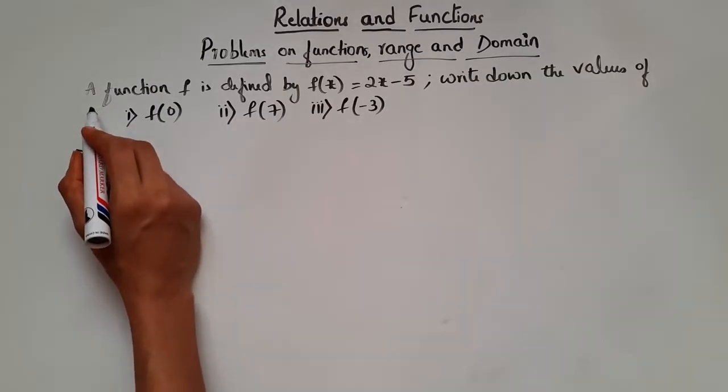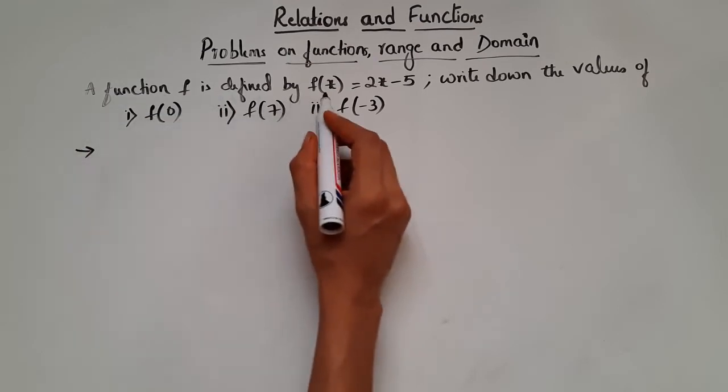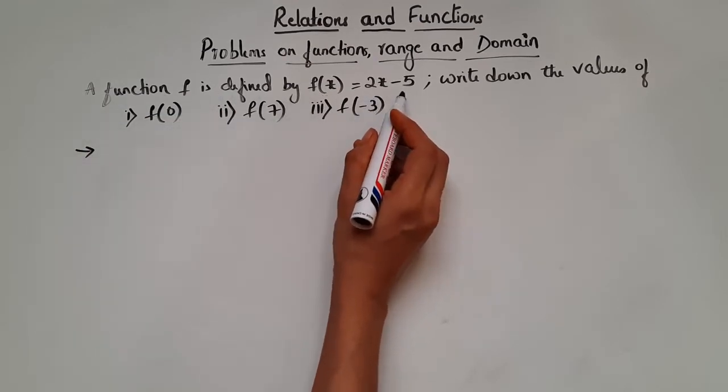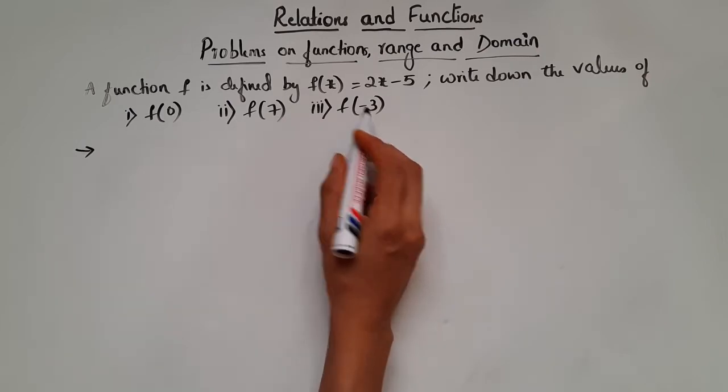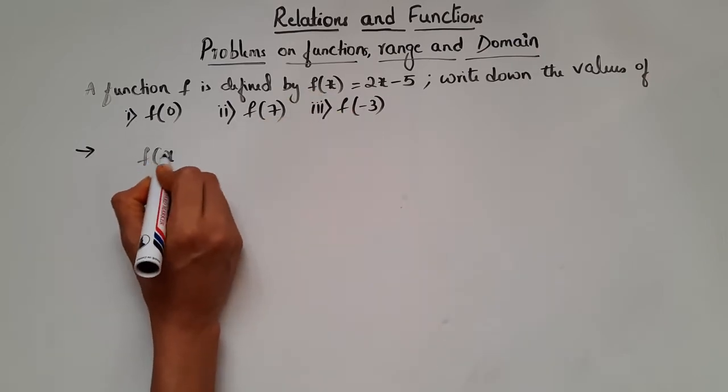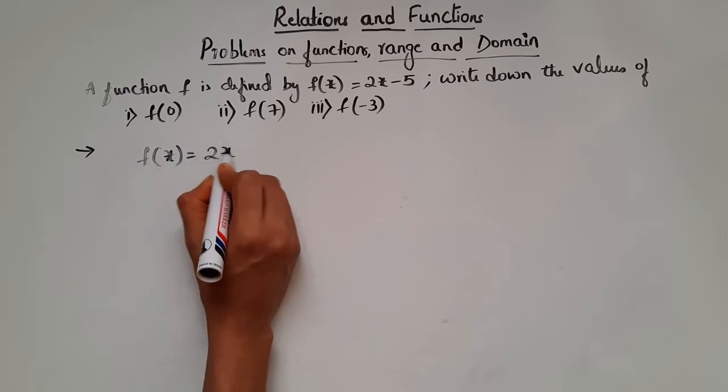So now let's see this problem. Here it says a function f is defined by f of x is equal to 2x minus 5. Write down the values of f of 0, f of 7 and f of minus 3. So here the function is f of x is equal to 2x minus 5.